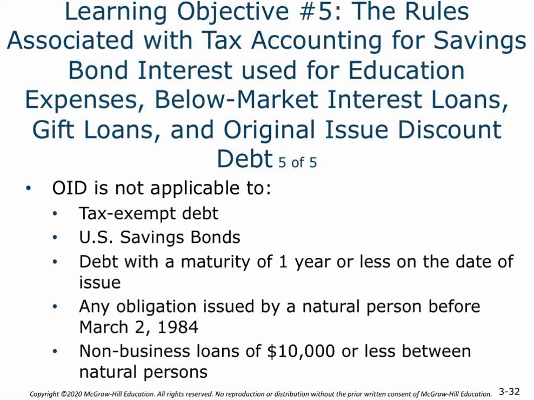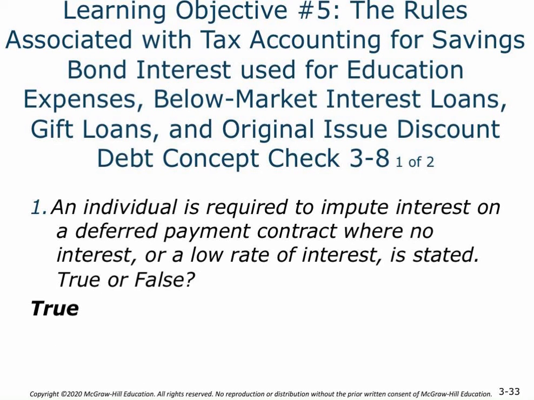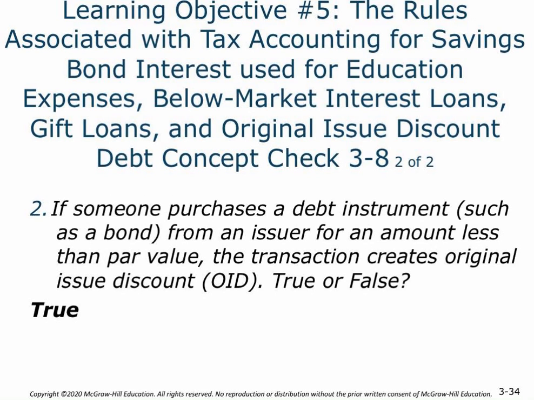And that is not going to be applicable, however, if it's for a tax-exempt debt, U.S. savings bond, debt with a maturity of a year or less, and then obligations prior to 1984, or business loans of $10,000 or less. Let's look at the concept check here. An individual is required to impute interest on a deferred payment contract where no interest or a low rate of interest is stated. That is true. Our second concept check, if someone purchases a debt instrument such as a bond from an issuer for an amount less than par value, the transaction creates original issue discount, or OID. And that is also true.